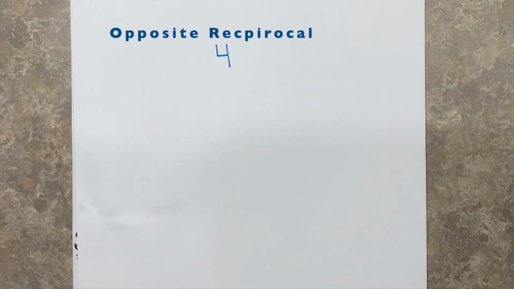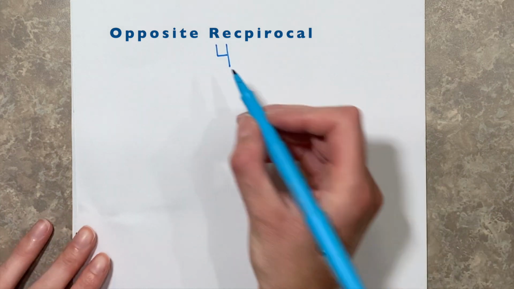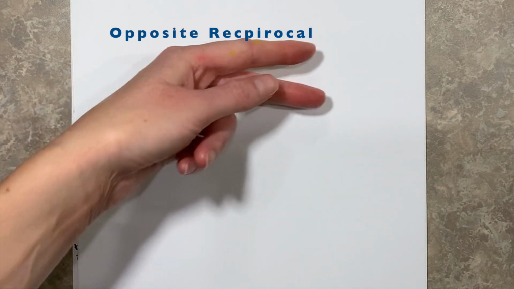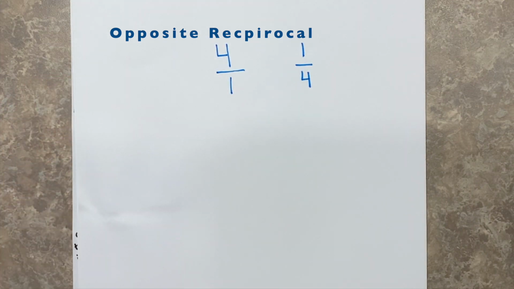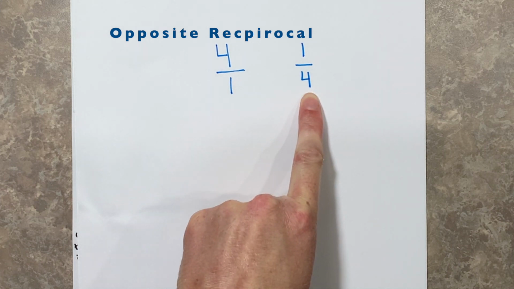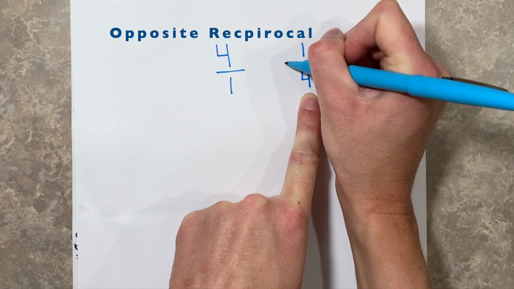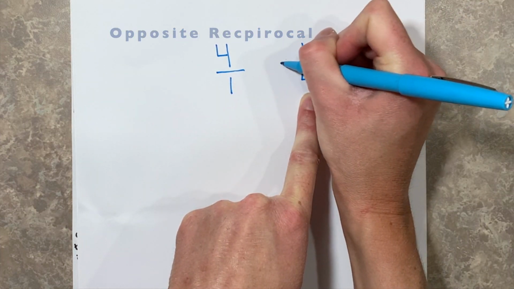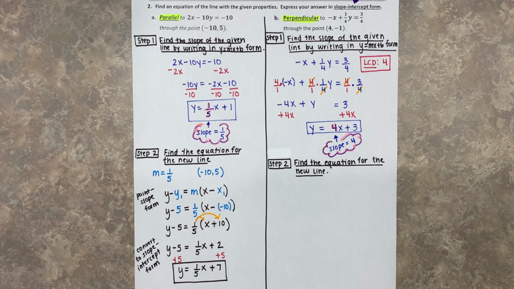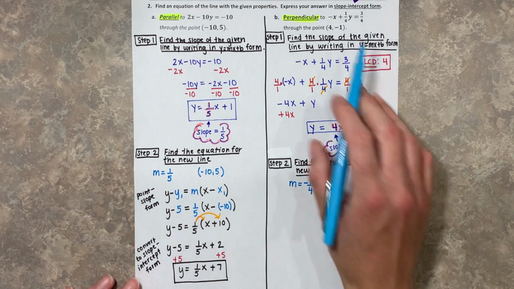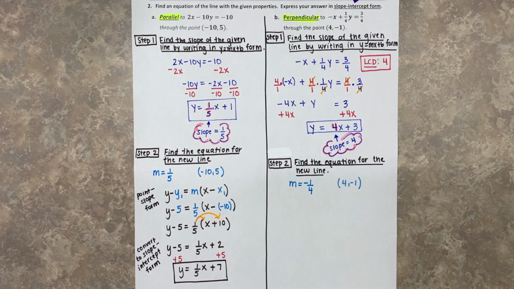Instead, its slope will be the opposite reciprocal. So the slope of our given line is 4. To find the opposite reciprocal, we can write this as 4 over 1. And to find the reciprocal means we flip it, which gives us 1/4, and then it's supposed to be the opposite reciprocal, so that means we have to change the sign. Since this was positive, we have to make this negative. So the slope of our new line is negative 1/4, and our new line goes through this given point.